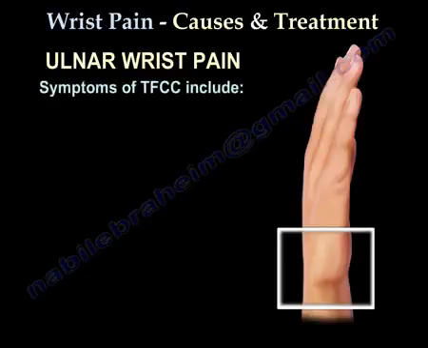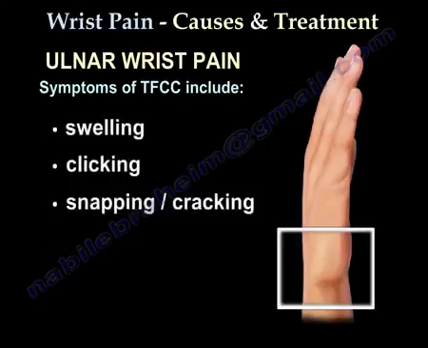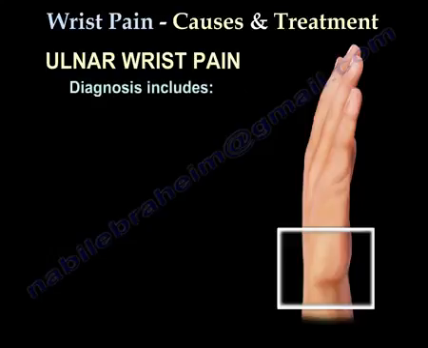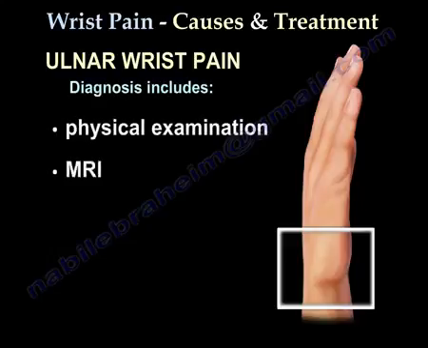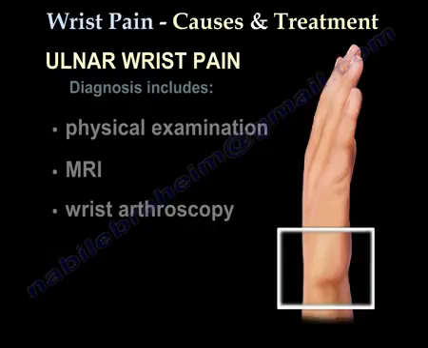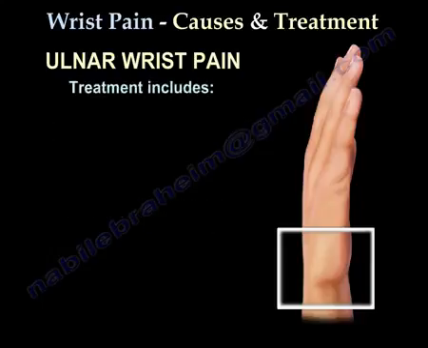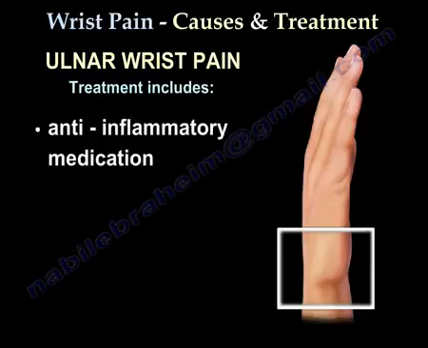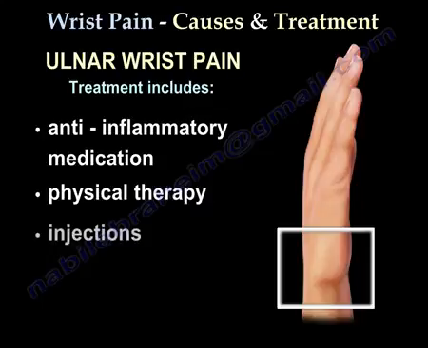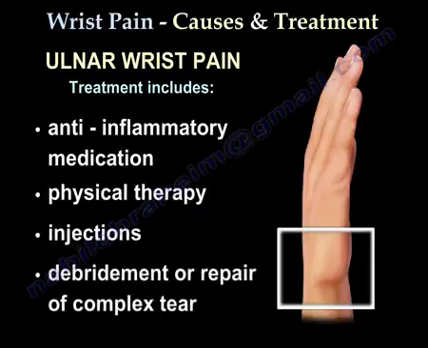Symptoms of a TFCC tear include swelling, clicking, snapping, cracking, and weakness. Diagnosis includes physical examination, MRI, and wrist arthroscopy. Treatment includes anti-inflammatories, physical therapy, injections, debridement or repair of a complex tear.